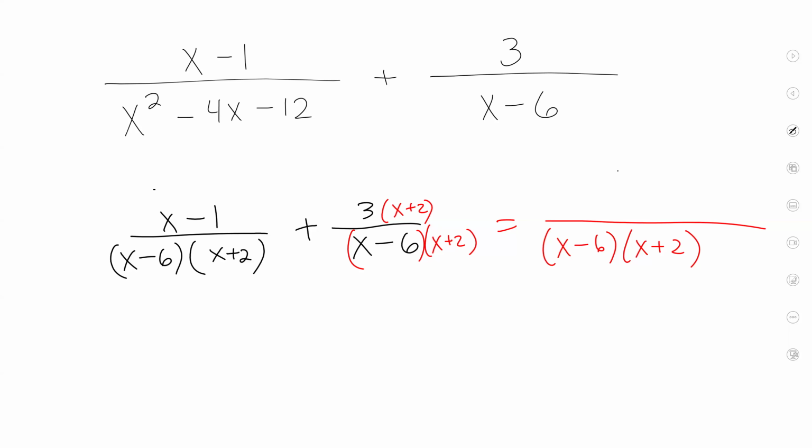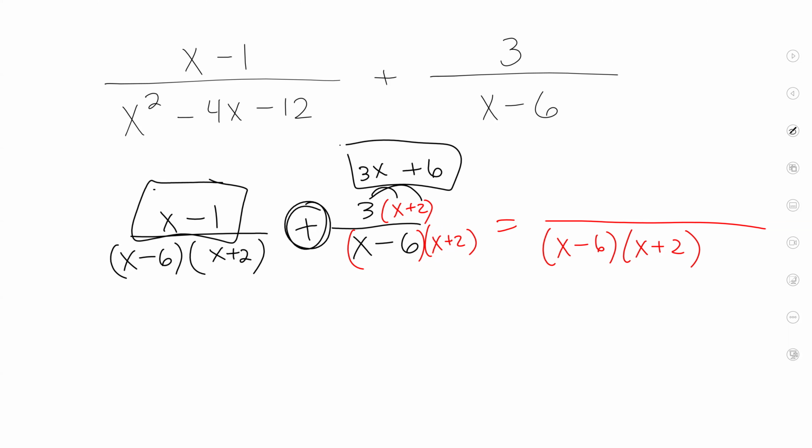Okay, let me explain this one more time. 3 times x is 3x. 3 times 2 is 6. So I'm going to combine this numerator and add it to this numerator. So x plus 3x is 4x. -1 plus 6 is 5. So that's how I got this.